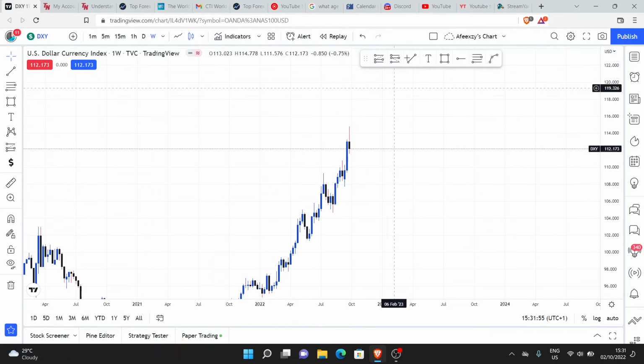As you can see on our weekly time frame perspective, let me mark it. Here's some kind of bullish move. And here's an OB here.